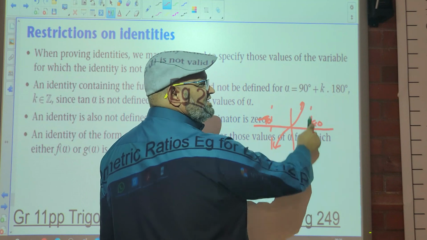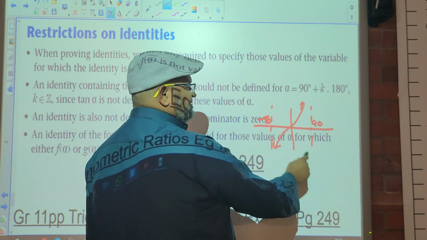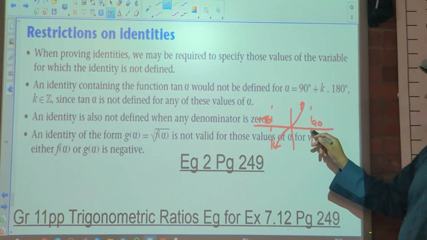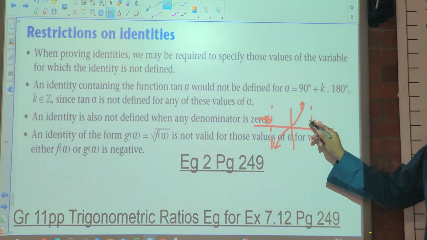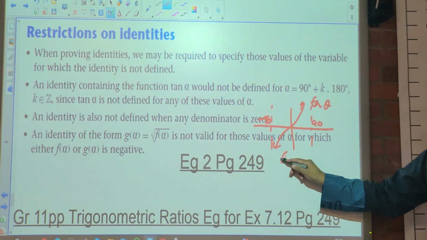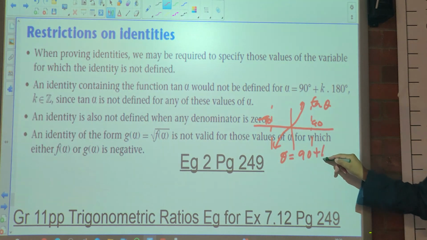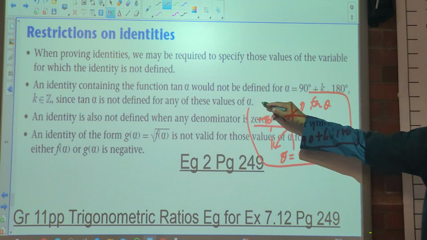The graph is undefined here. As you can see, the graph doesn't cross this 90 minus 90. But this happens every 180. So whenever you see a tan, and this was tan of theta, then theta is equal to 90 plus k times 180. Okay, so that is for tan. Just remember that, okay?